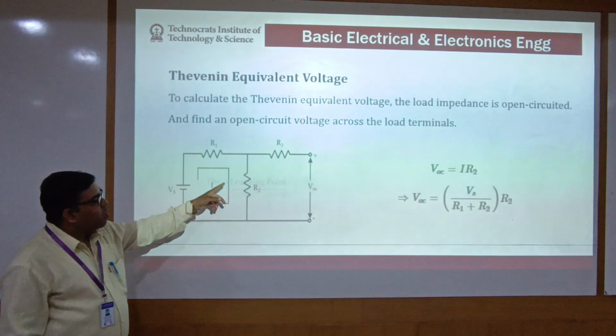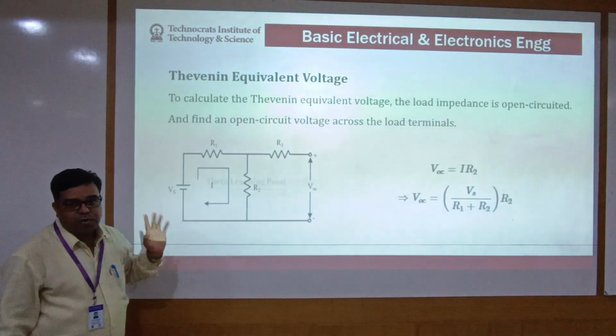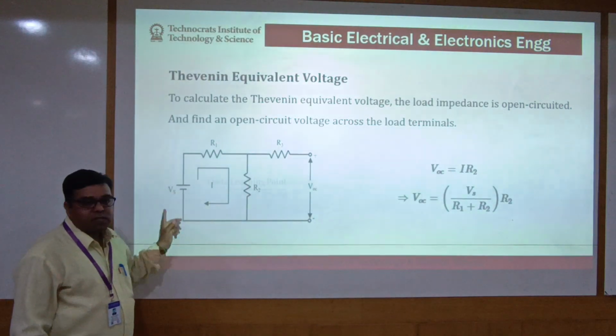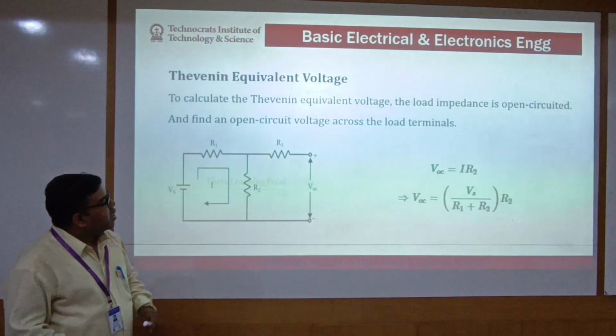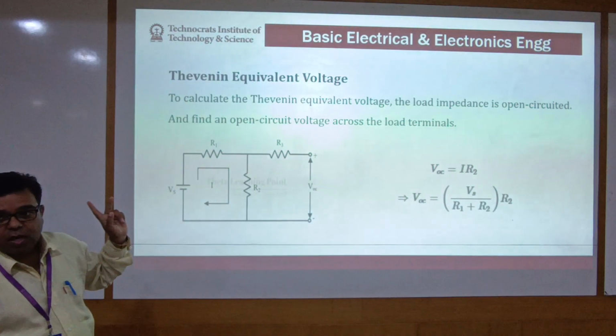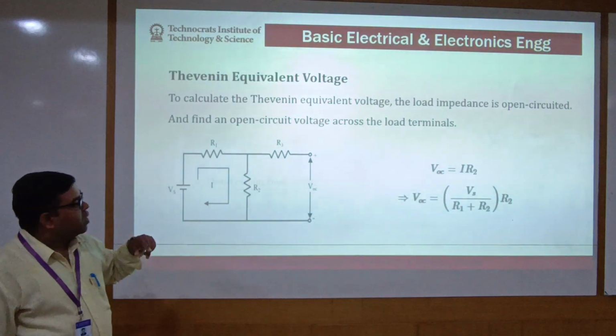Here there is only one closed path, that is Vs, R1 and R2. So current will flow only in this single loop, and no current will flow through R3. So what will be the VOC, the voltage across the terminal? If the current is not coming up to R3, how will we calculate the VOC?